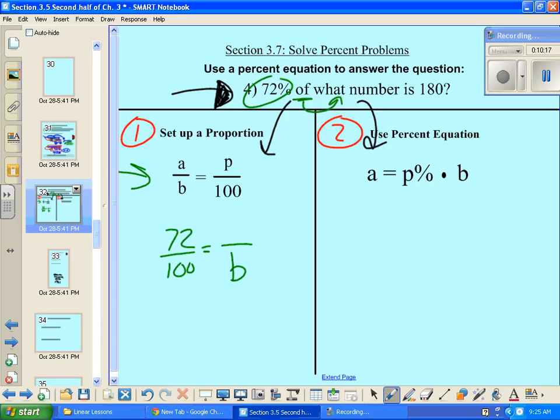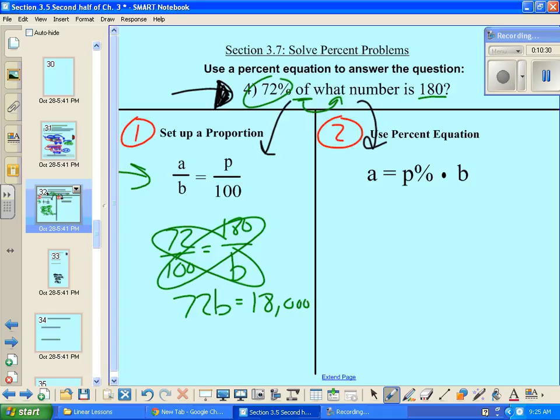And then what number is left over from my problem is still the 180. So that must be the part in my problem. As I cross multiply and solve here, I'll get 72b equals 18,000 in this case. And when I divide both sides by 72, b is going to equal, I think it's 250 for this problem, 250. Again, I'll double check that, but that looks like the correct setup.